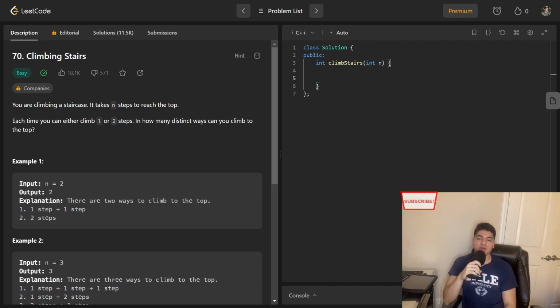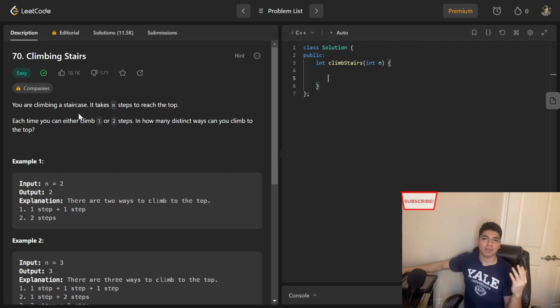Today we're going to be looking at problem number 70, the climbing stairs problem. Let's get into it. Okay, so the problem says you are climbing a staircase. It takes n steps to reach the top. Each time you can either climb 1 or 2 steps. And how many distinct ways can you climb to the top?